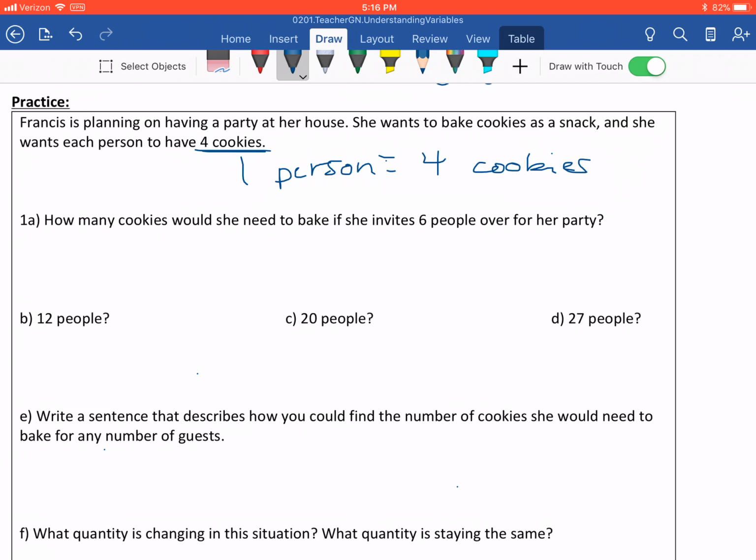Question 1, part A, how many cookies would she need to bake if she invites 6 people over for her party? Well, I know one person gets 4 cookies, so 6 people times 4 cookies per person means Frances is going to need 24 cookies.